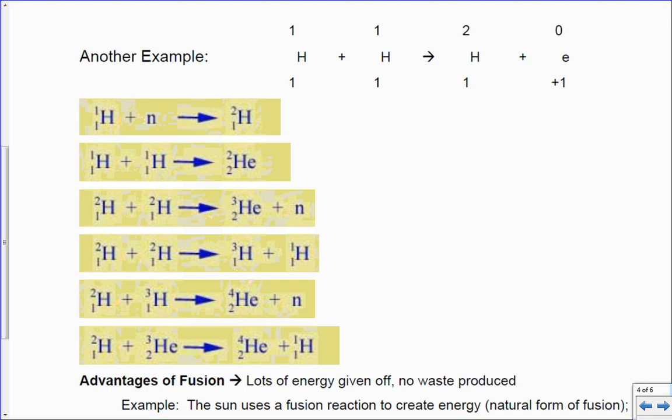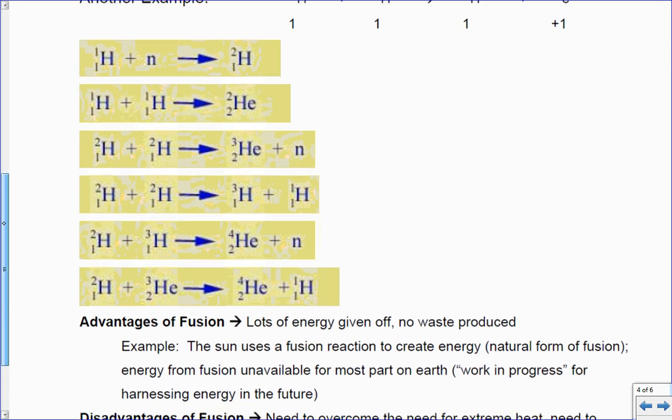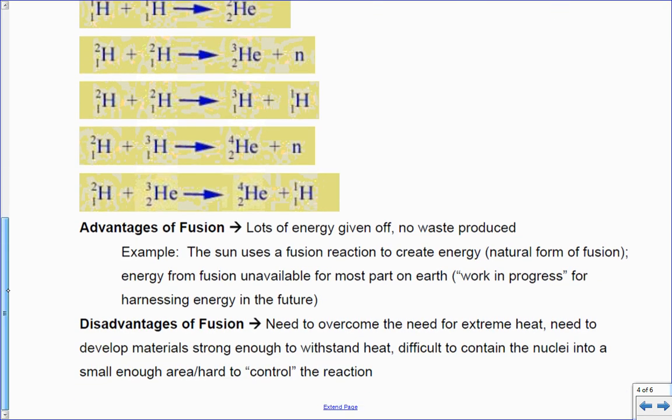All right, here's some other examples. Adding some things together and what I'm going to give off. Okay, advantages of fusion. Lots of energy is given off, no waste. You might get a part 2 question like this on the Regents exam. The example, the sun uses fusion, so there's a good one. Okay, normal form of fusion is definitely the sun. So I wouldn't necessarily call that artificial transmutation. That is a form of transmutation that happens naturally.